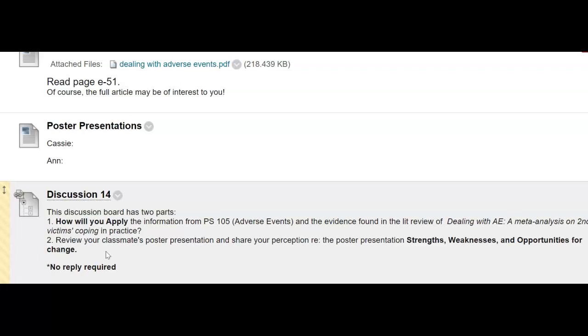And then I want you to review your classmates' poster presentation and share what you think regarding the poster's strengths, the poster presentation's weaknesses, and opportunities for change. No reply is required. And so again, it won't be hard to find the strengths, but find at least one weakness or relative weakness, an area that could be changed, reworded, additional information, something like that. But I want you to critically appraise it and offer that feedback to your classmate, of course, in a positive manner. You both always do that.